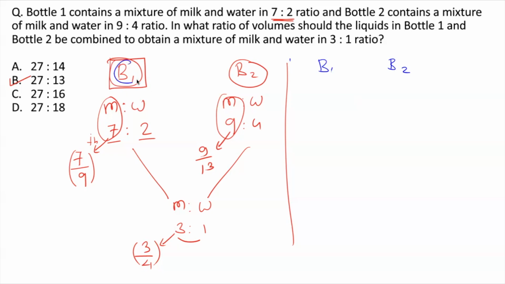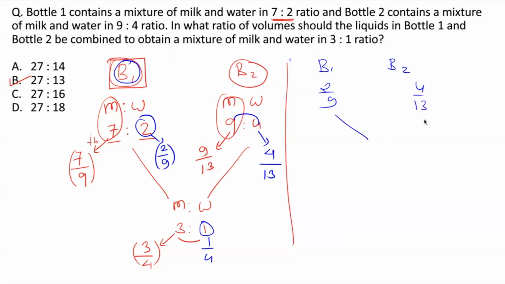In the first bottle, water is 2 parts out of 9. So the fraction of water in the first bottle is 2 by 9. Similarly, in the second bottle, the fraction of water is 4 out of 4 plus 9, 13th. And finally, the fraction of water is basically 1 out of 1 plus 3, that is 4. So 2 by 9th of water in the first bottle, 4 by 13th in the second bottle, and the final is 1/4. Once again, make the denominators same.